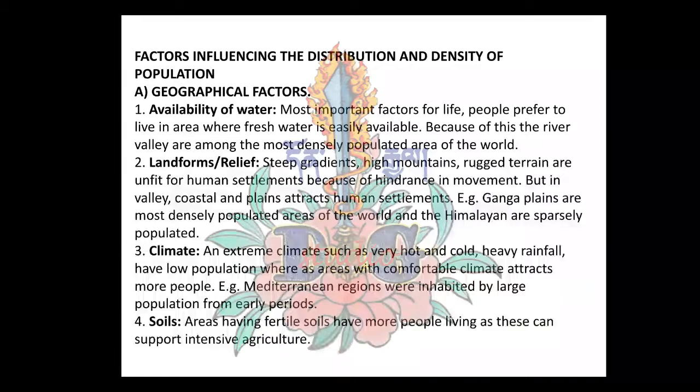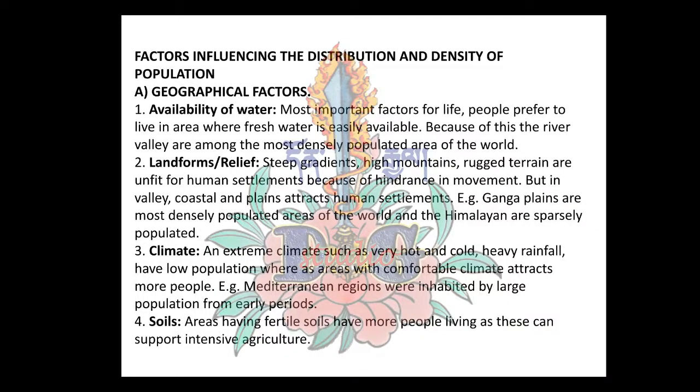Areas having fertile soil have more people living there, because fertile soil supports what? Agricultural activities such as intensive agriculture. Intensive means if a particular area has very fertile soil, people can cultivate two or more crops in a particular field during one year. That is called intensive agriculture. So in areas having fertile soil, we have more people.